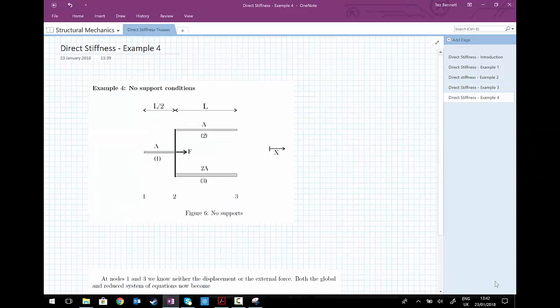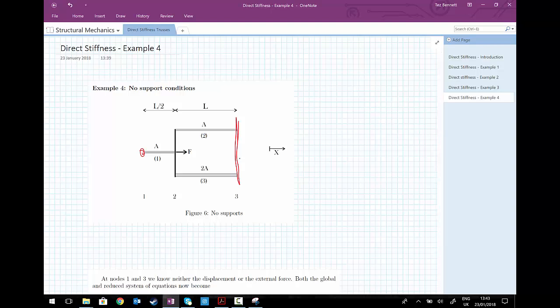So for a final example, example 4, we're going to consider the case where we've taken the previous example, exactly the same bars, exactly the same external force F applied to node 2. But in this case, we've removed the supports at nodes 1 and 3. So we can see we don't have the support here and we don't have the support here. The system is just left flying in space.